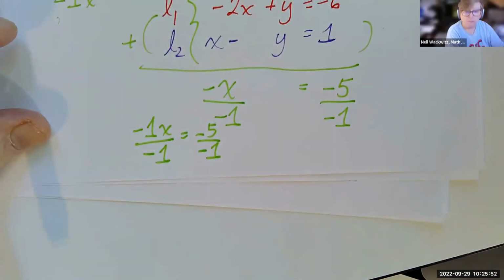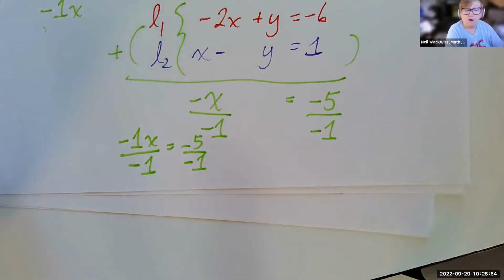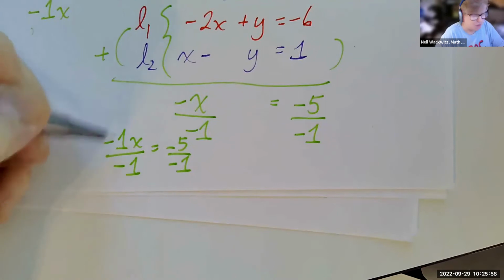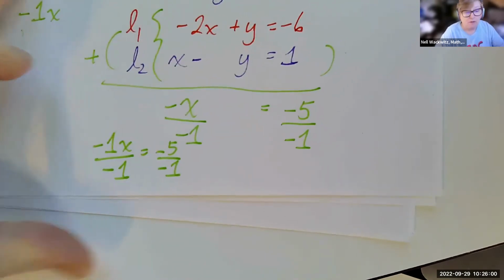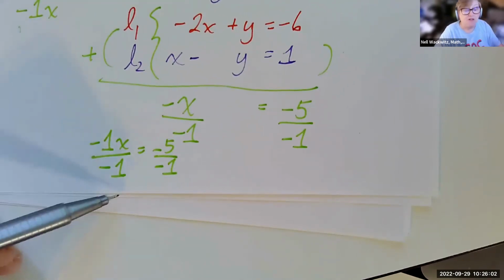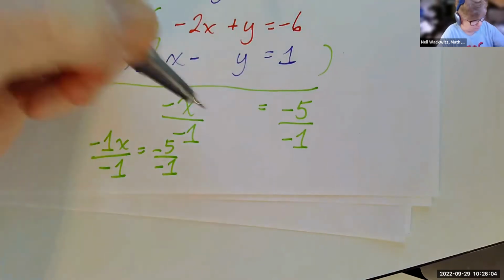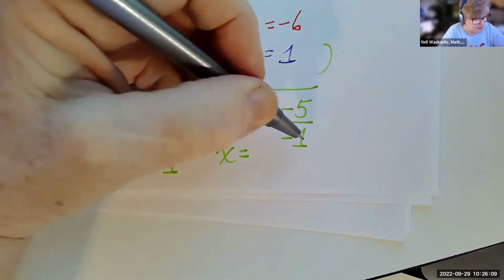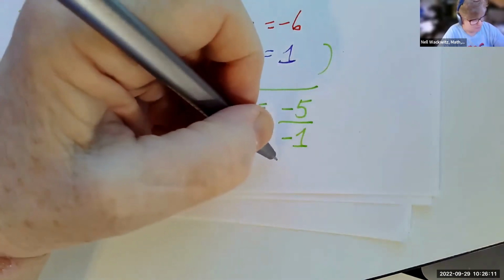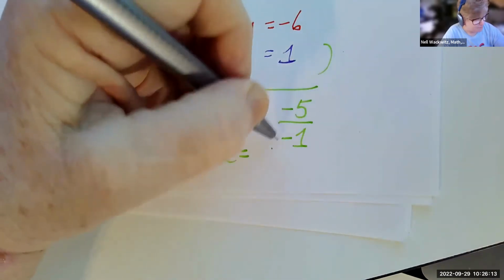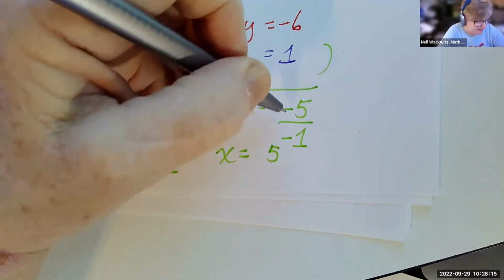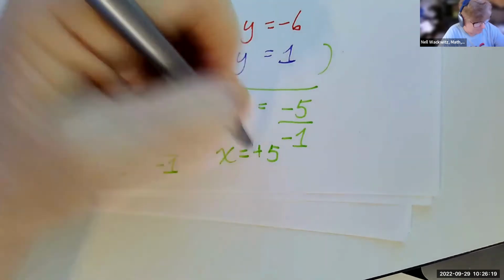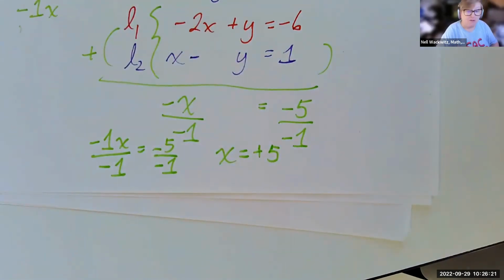That's right. With 1 and -1, it's harder to see. Sometimes it really helps to write the 1 or the -1. And what is -1 divided by -1? 1. And -5 divided by -1 is 5, because a negative divided by a negative is positive. Good. So we found the value of x.